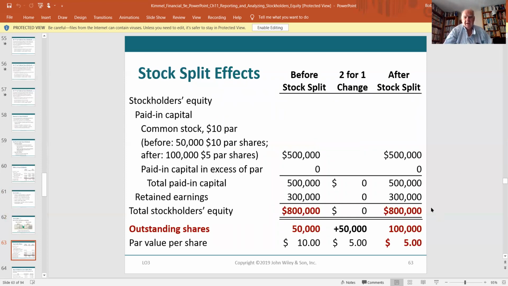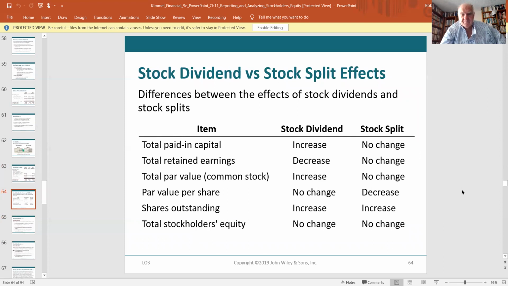And they're showing you the impact, again, on the equity statement. On a stock split, Derek, nothing changed, huh? Nothing changed all the way down to equity. The only thing that changed was they changed the par value of the stock from 10 to 5. And that is not an accounting transaction. That's a legal documentation.